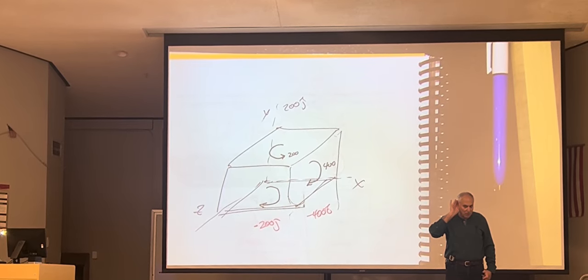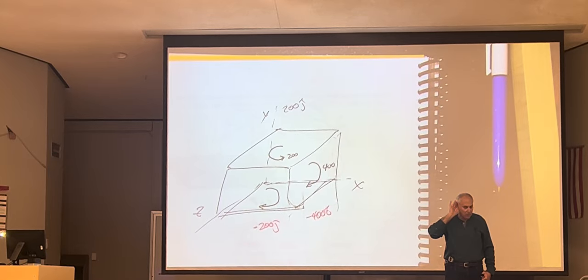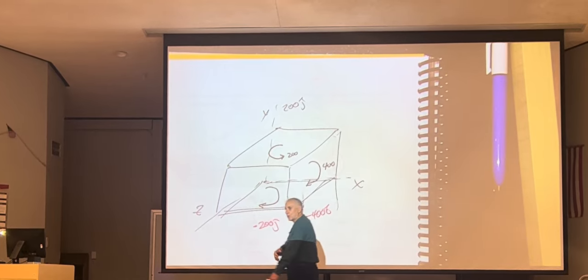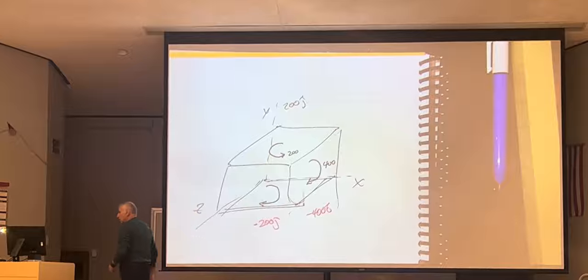Yeah, F1 is going through the moment center because the moment center is point A, so it creates no moment. Yep. Any questions? Other questions?